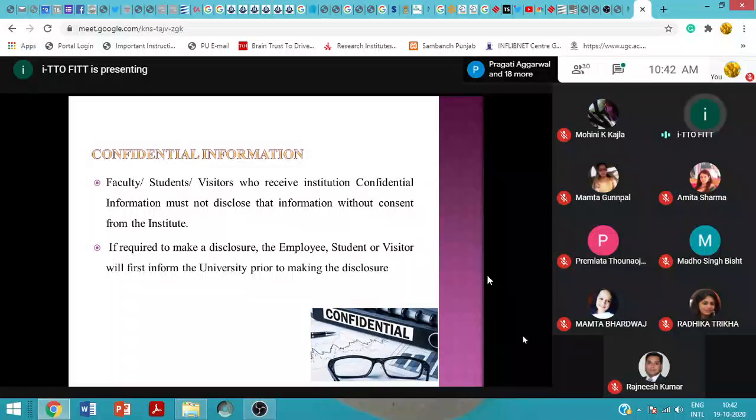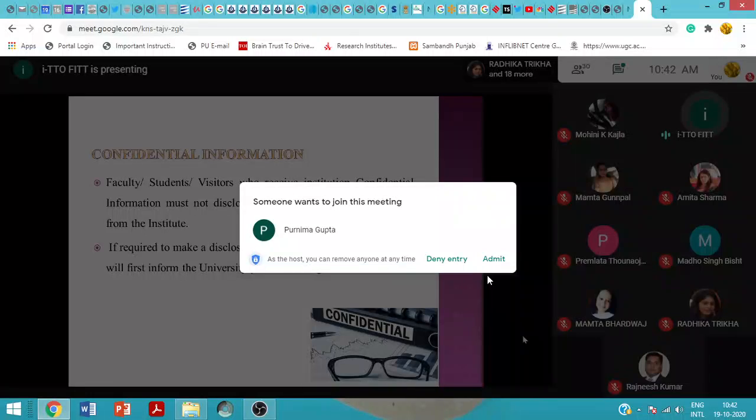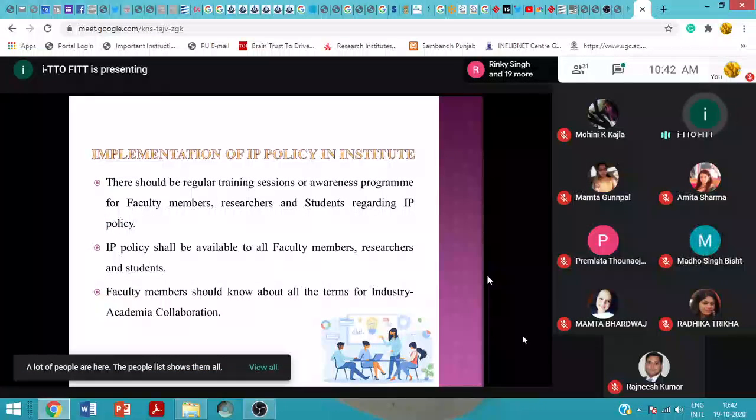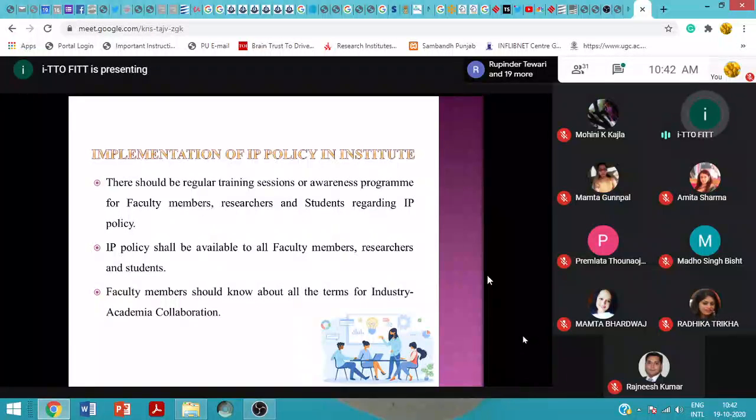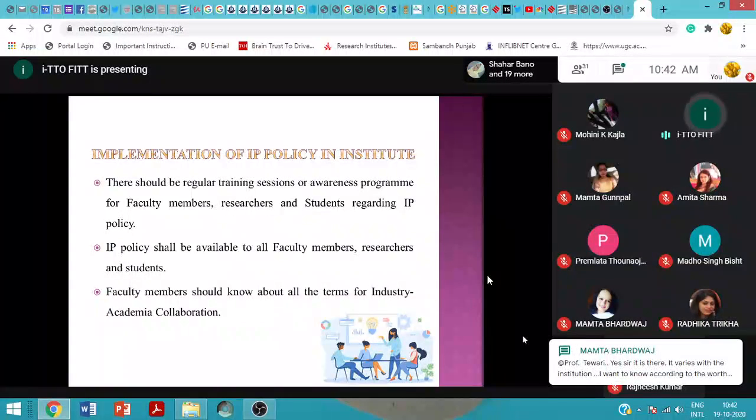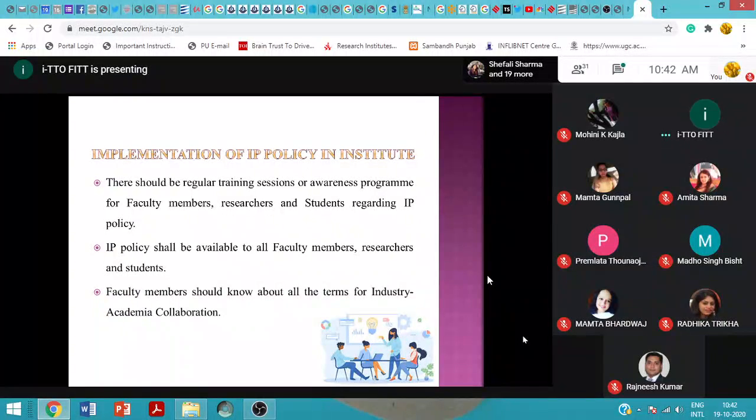And without the university's prior information or consent, they can't disclose the confidential information. Implementation of IP policy in an institute. It is very interesting because I have also experienced this. There is an IP policy in academic institutions, but faculty or students are not aware of the terms and conditions of their IP policy. So it is important to have an IP policy in any academic institution, but it is more important to implement the IP policy in any institute.